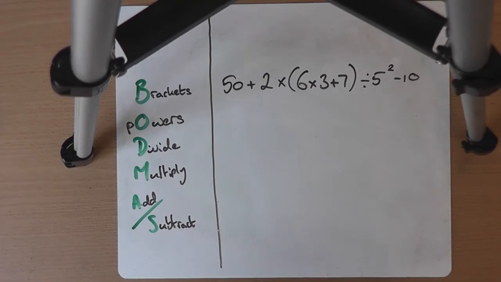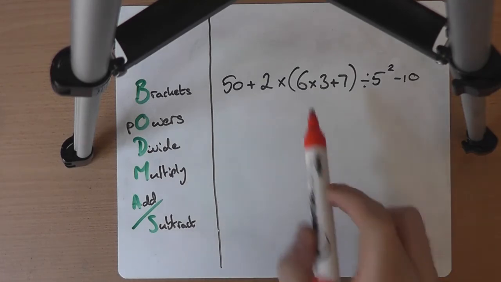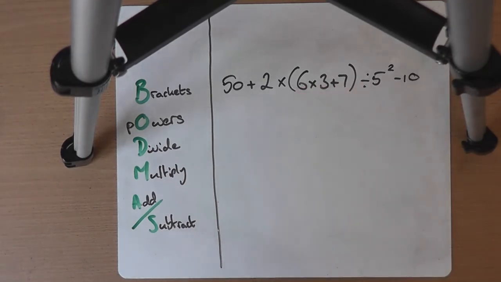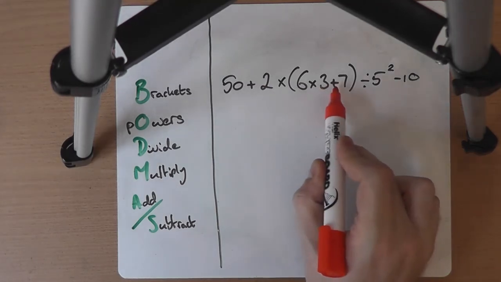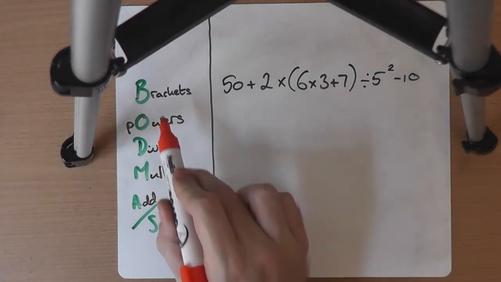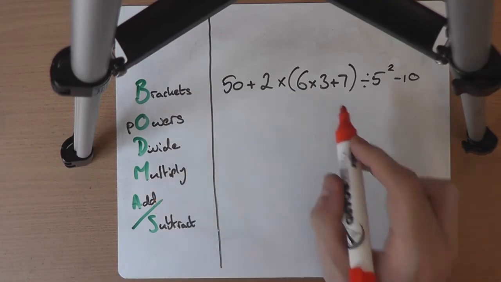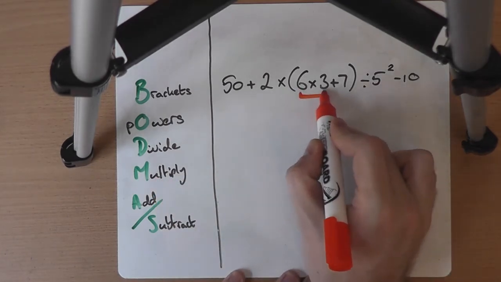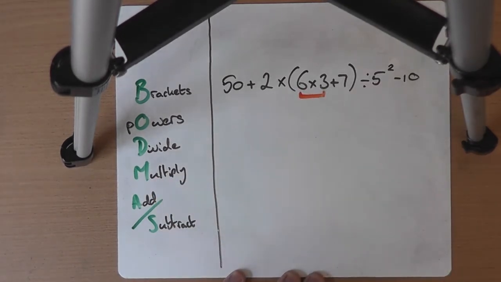So we're looking for brackets first. There are brackets this time, and in the brackets we've got 6 times 3 plus 7. So we're going to have to deal with the 6 times 3 plus 7 first, but within that we've got certain things that we have to do in a certain order. Is the times going to come first, or is the add? Well, according to this list, the times here is going to come first. So we are dealing with the bracket, but really we're dealing with this part of the bracket first.